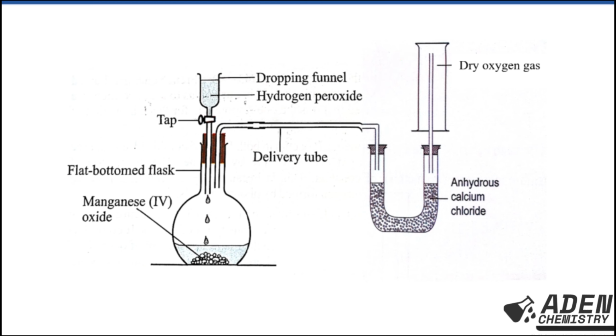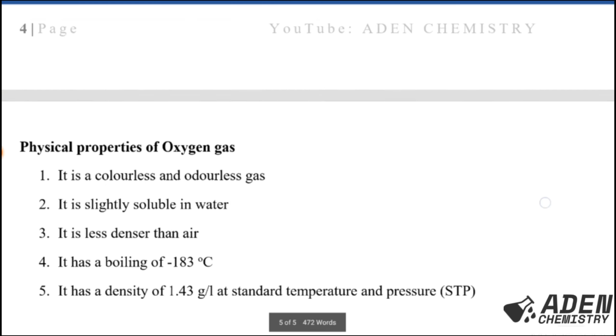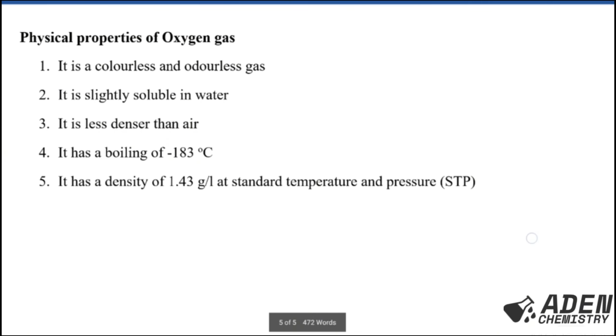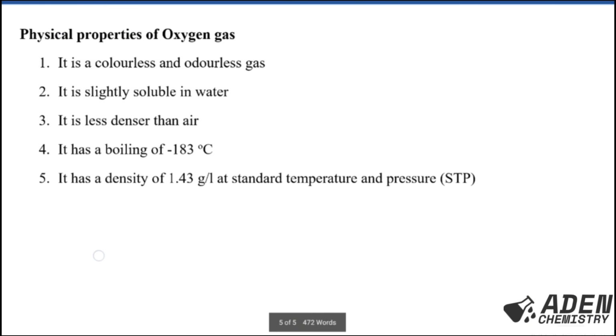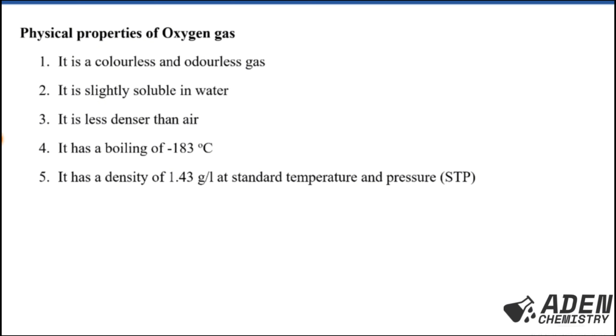So next, let's proceed to the physical properties of oxygen gas. Oxygen has several physical properties. One of them we can talk about is color. It's a colorless and odorless gas. So that means oxygen has no odor or no smell. Next, number 2, it is slightly soluble in water. That's why it's collected by the water method. It is less dense than air. That's why we were collecting by upward delivery.